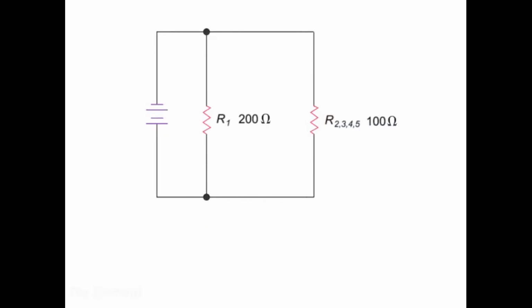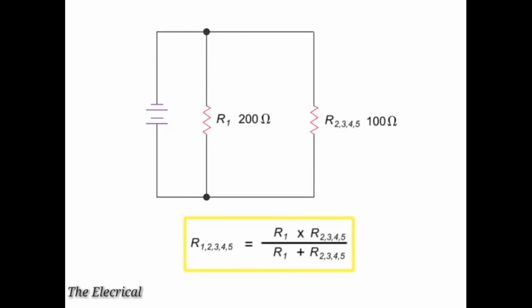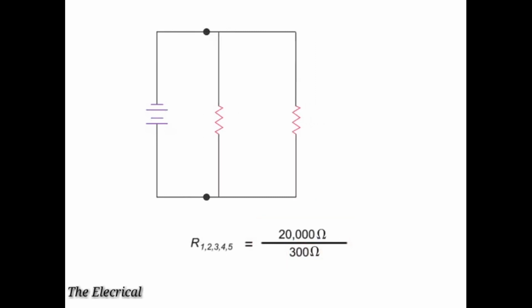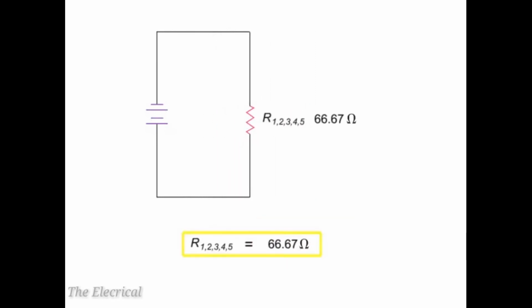And finally, we are left with two resistance values in parallel, the R1 resistance of 200 ohms and the equivalent value of 100 ohms for resistors 2, 3, 4, and 5. Again, using the product over sum equation, we can determine the combined resistance. Multiplying 200 times 100 gives 20,000, divided by 200 plus 100, which is 300, resulting in an overall circuit resistance value of 66.67 ohms.